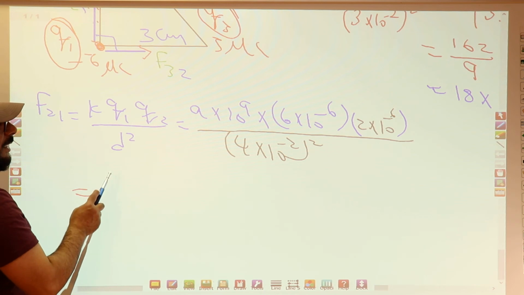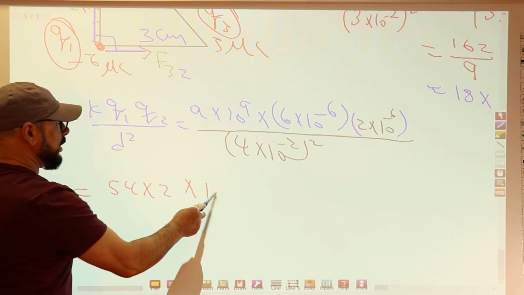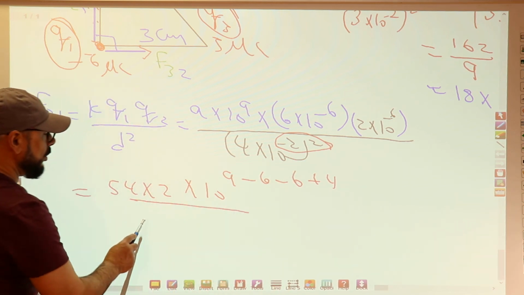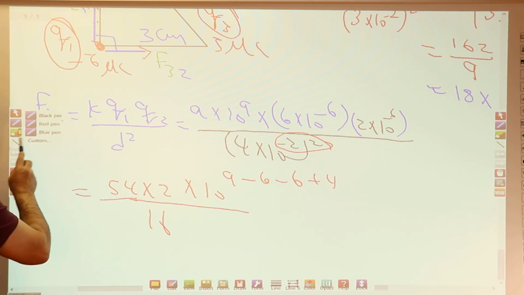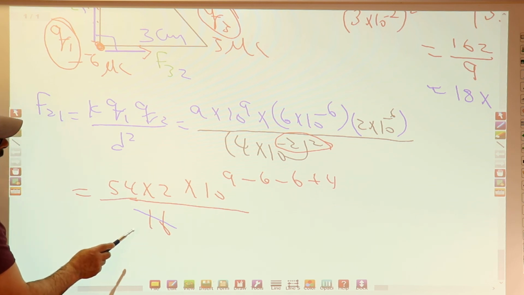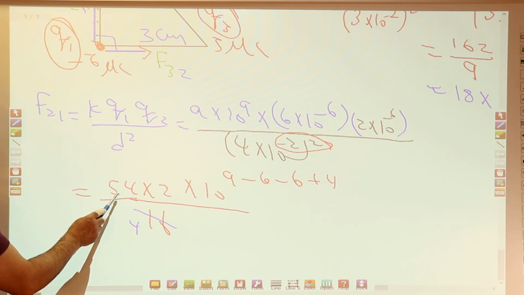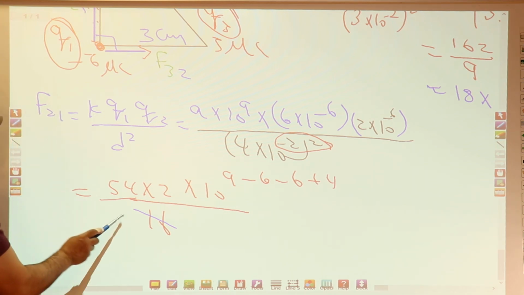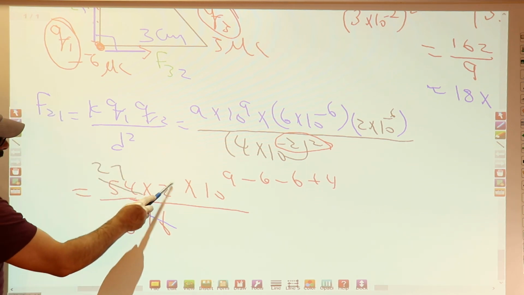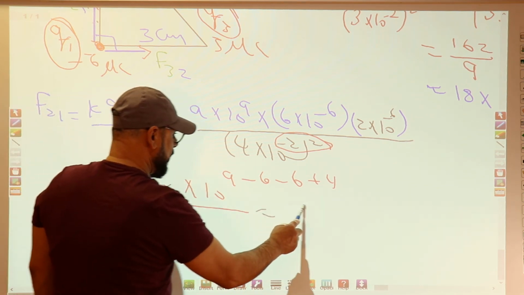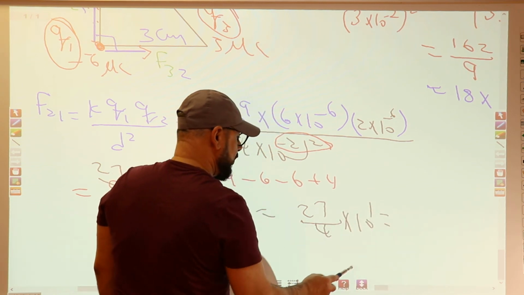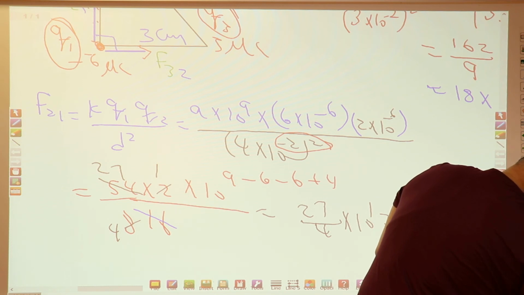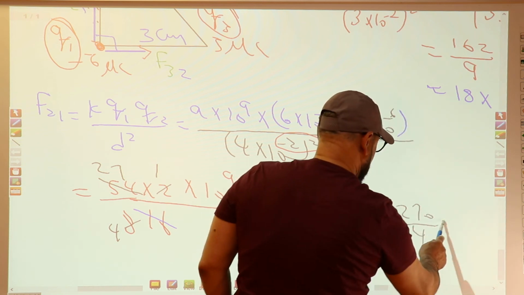Now, 9 times 6, 54, right? Times 2, times 10 to the 9 minus 6 plus 4. Why plus 4? Negative 2 and negative 2, over 16. Simplify. Divide by 4. Divide by 2, this is 27. This divided by 2 is 1, and this divided by 2 is 4. And this 27 over 4 times 10 to the 1, which is 270 over 4, 270 divided by 4, 67.5 Newton.